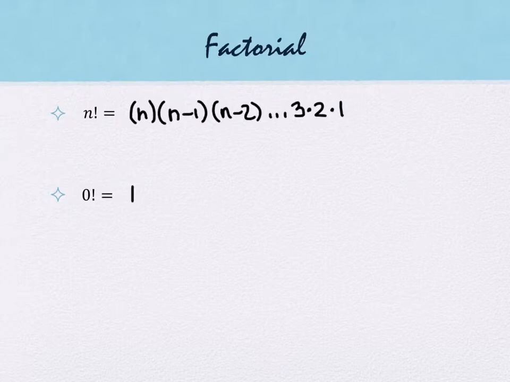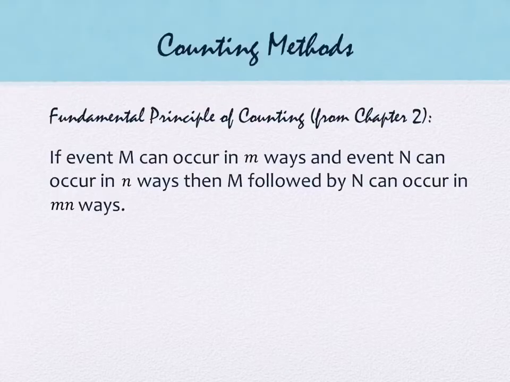If you've had number theory, and I know some of you have, but not all of you, we encountered the fundamental principle of counting back in chapter 2. So I want to remind you of that from that chapter. It says if event M can occur in little m ways and event N can occur in little n ways, then M followed by N can occur in mn ways.